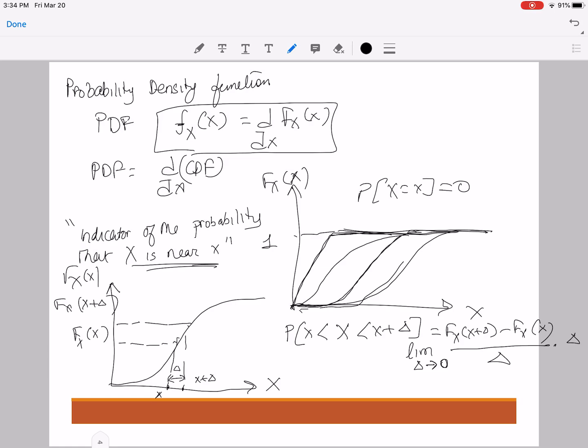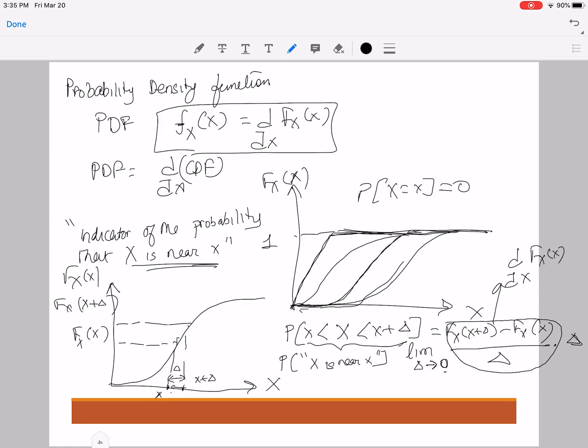If delta tends to 0, then this equation essentially means that your random variable capital X is near small x. That's what it means. Because if this interval gets shorter and shorter, you're essentially interested in finding the probability that X is near small x. And when you apply this limit form, this term becomes d by dx of capital F of x.